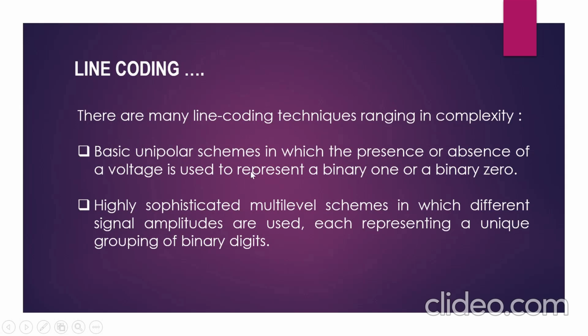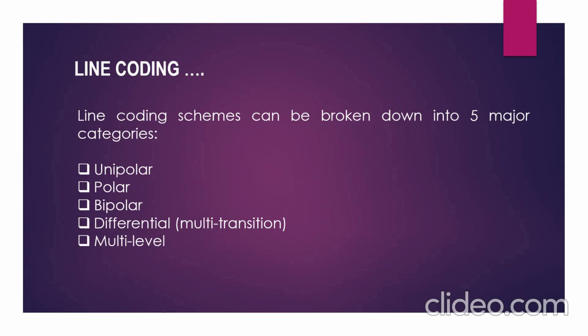There are many line coding techniques, ranging in complexity from very basic unipolar schemes, in which the presence or absence of voltage is used to represent a binary 1 or a binary 0, to highly sophisticated multi-level schemes in which different signal amplitudes are used. Line coding schemes can be broken into 5 major categories: unipolar, polar, bipolar, differential, and multi-level. We'll be looking at them one by one.